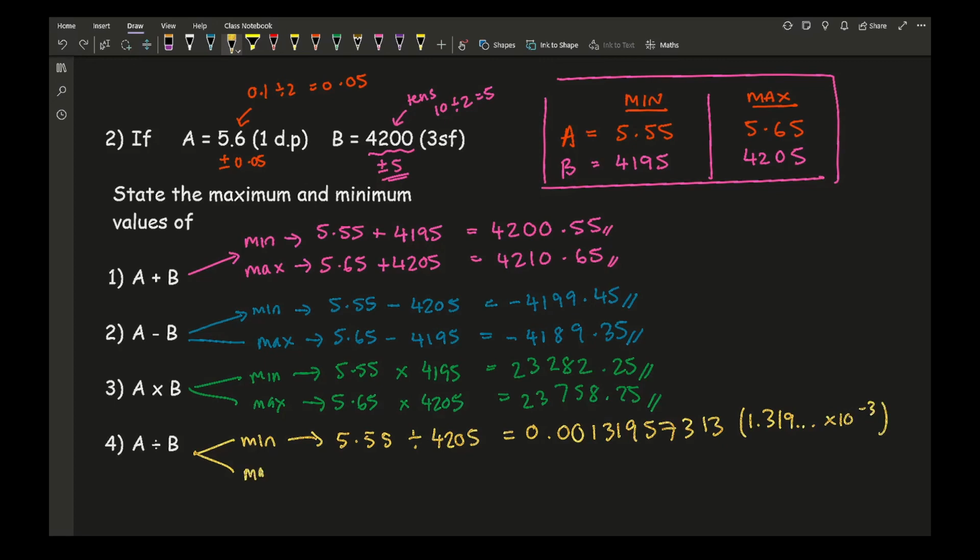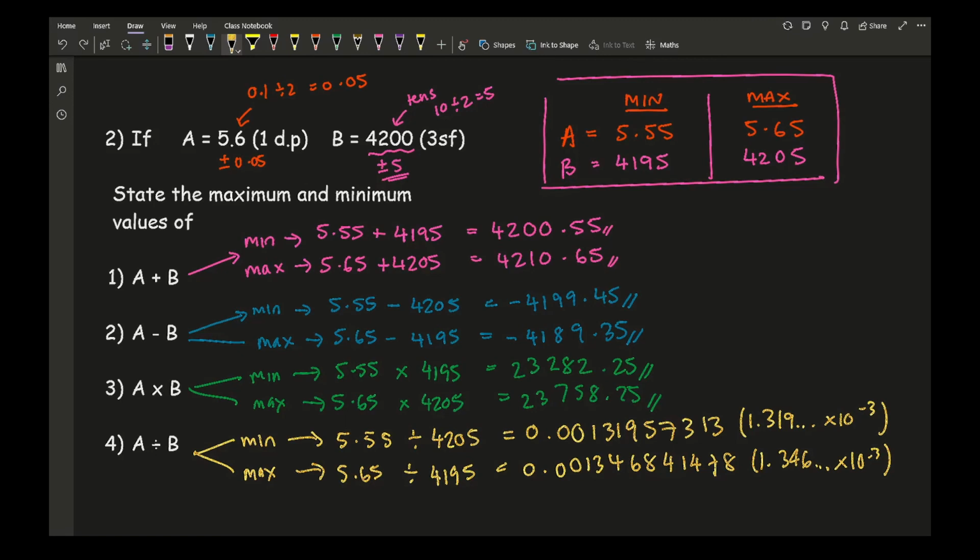Now for the maximum value, to get the biggest one, I need to use the biggest a value, which is 5.65, and divide that by the smallest b value, which is 4195. So again, I'm going to reach for my calculator, do that division, and I get an answer of 0.00134684148, or you'd get 1.346 and so on times 10 to the power of minus 3. If answers are given as fractions, which my calculator has done, just press the SD button and that will standardize it if you are using a Casio calculator.